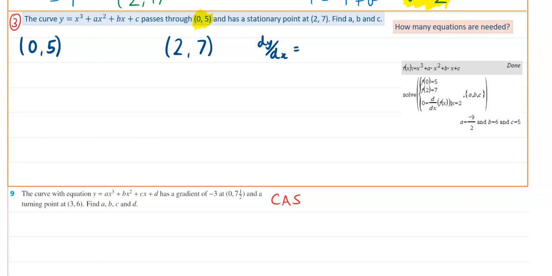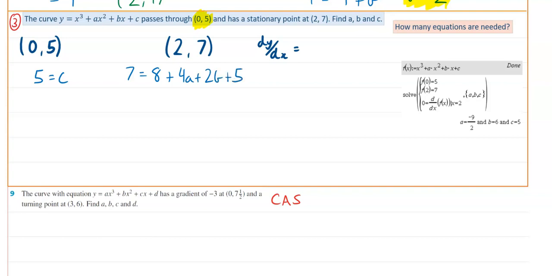And if I subbed in 0 for x and 5 for y, we basically end up with 5 equaling c. So that's a good start. We've made some progress already. Now I'm going to sub in my (2, 7) into my original equation. So that gives me 7 equals 8 plus 4a plus 2b plus 5.